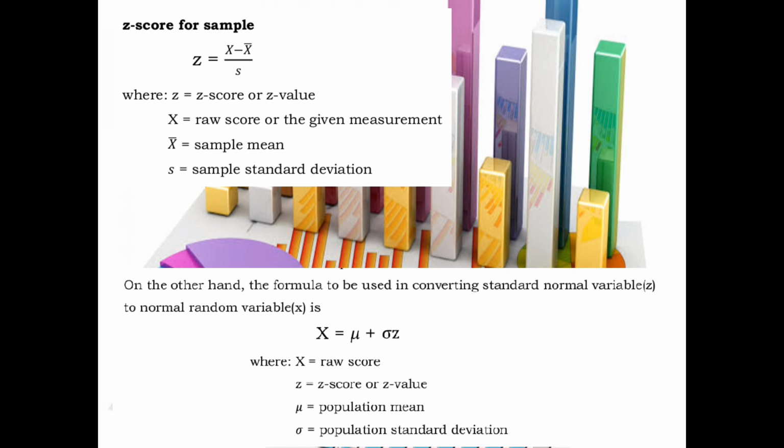For a sample, z is equal to x minus sample mean divided by s, where z is equal to z-score or z-value, x is equal to raw score or the given measurement, x-bar is the sample mean, and s is the sample standard deviation. On the other hand, the formula to be used in converting standard normal variable z to normal random variable x is x is equal to mean plus standard deviation times z, where x is equal to raw score, z is equal to z-score or z-value, mean is the population mean, and standard deviation.